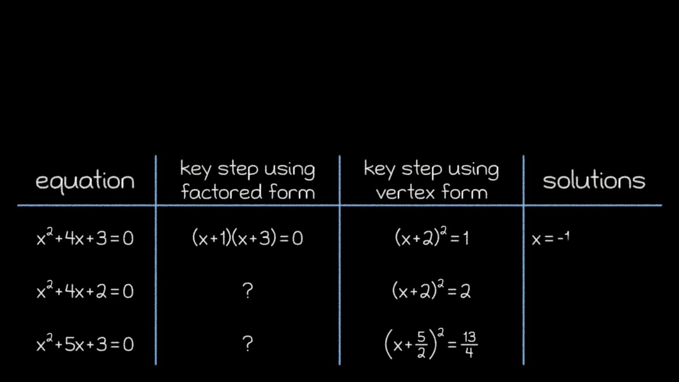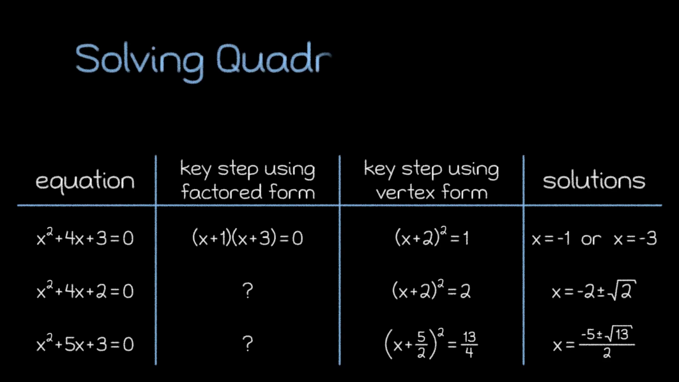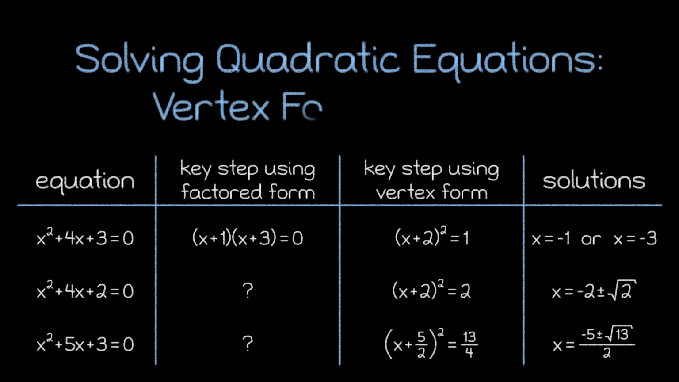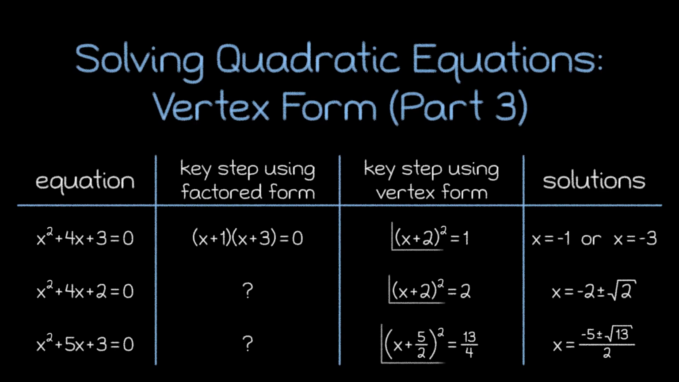Sure, changing a number here or there might result in an answer that contains some combination of fractions and square roots, but we were able to get an answer nonetheless. Despite these advantages, though, you may still have noticed one particular situation that we've been avoiding when it comes to solving equations with the vertex form.